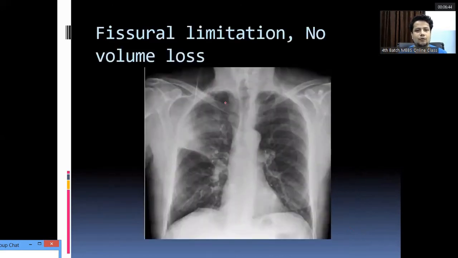Fissural limitation and no volume loss. So we can see that there is consolidation involving the right upper and middle zone, and it is limited by the fissure. This is the horizontal fissure. It has not crossed the fissure, and there is no volume loss. If there was volume loss, then the fissure would be shifted upwards, but there is no volume loss. So this is a feature of consolidation.